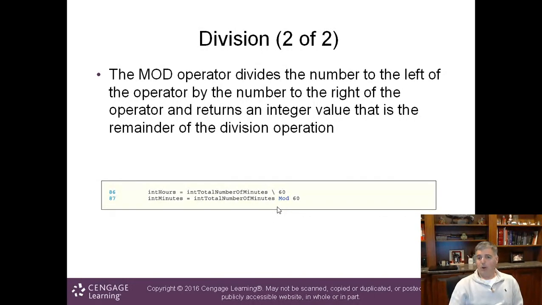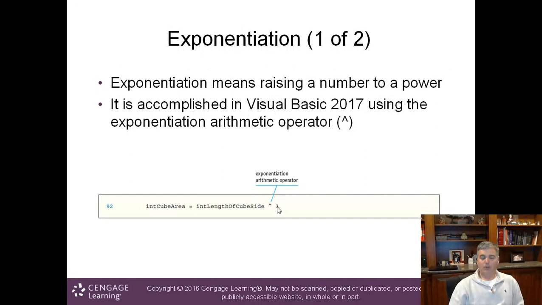And it explains that the mod operator divides the number to the left of the operator by the number to the right and returns the integer value that is the remainder of the division operator. Probably not going to have to use modulus or integer division in this chapter, but in subsequent chapters you probably will, so it's a good idea to know that they're there. So we've got regular division, which is a forward slash, integer division, which is the backslash, and then modulus for getting our remainders.